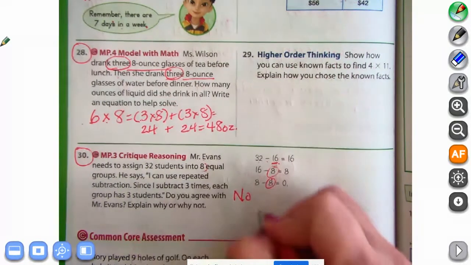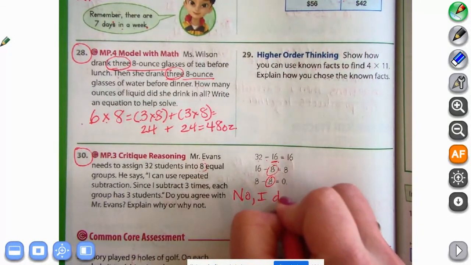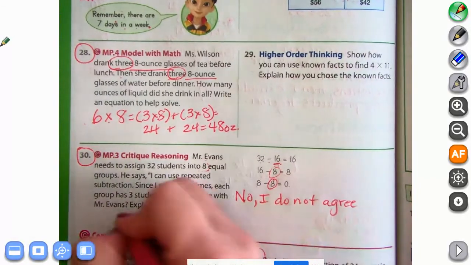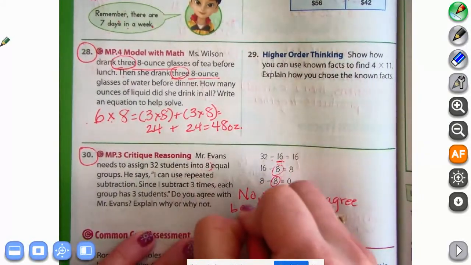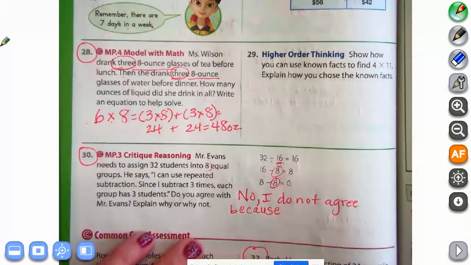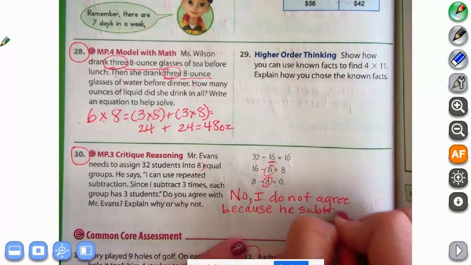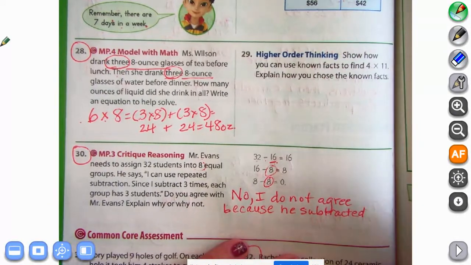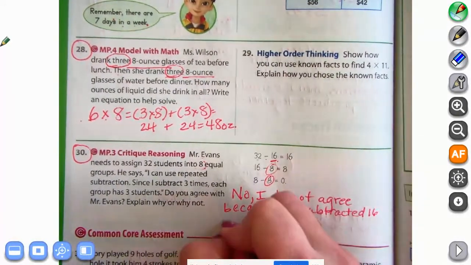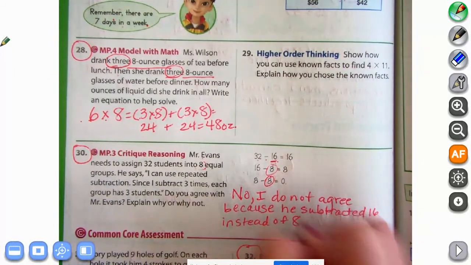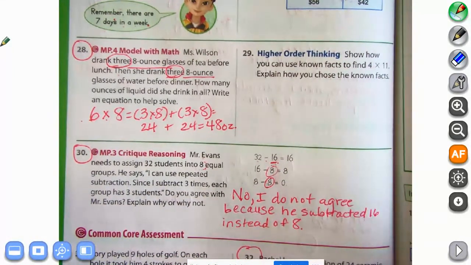No, I do not agree, because he subtracted 16 instead of 8. So let's do it ourselves, okay?